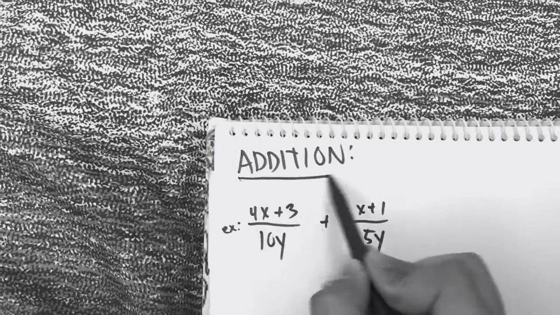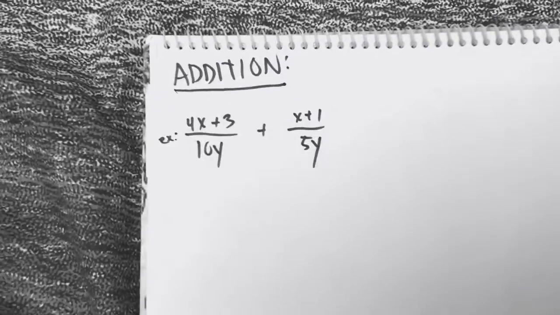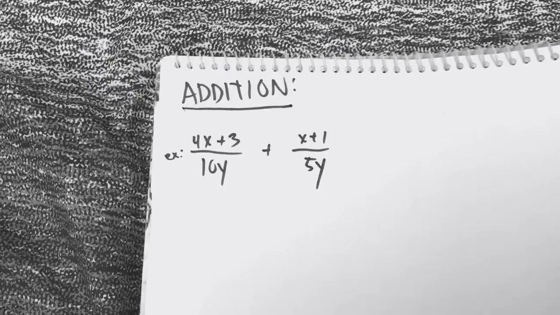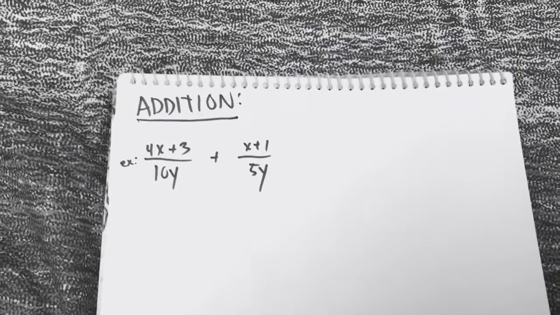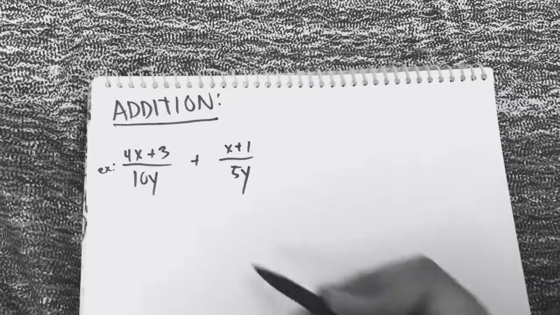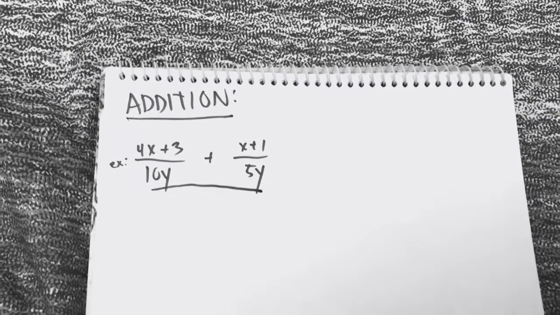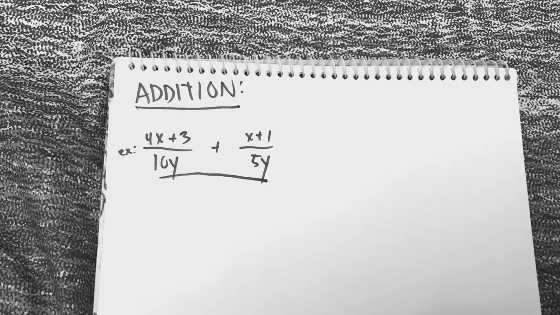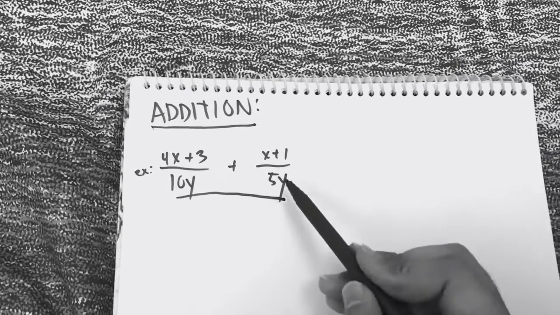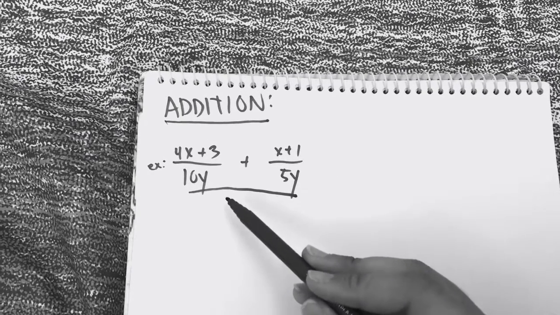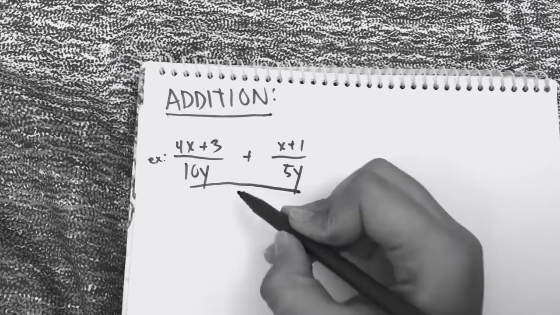First, we'll start with addition. For addition, you will need same denominators to be able to add the two algebraic expressions. So in this case, we will have to find the LCD. For 10y and 5y, the LCD should be 10y.